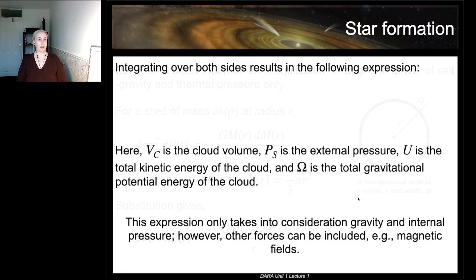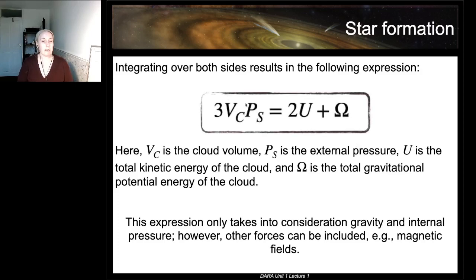And we won't go through this maths together, but effectively what you end up with is an expression like this here. So we have 3 times the cloud volume, Vc, multiplied by the surface pressure, so the pressure acting on the surface of the cloud, Ps, is equal to 2 times U. U is the total kinetic energy of the cloud, because of that integration, we get the total kinetic energy, and then plus omega, where omega is the total gravitational potential energy of the cloud. And again, the reason that these are the total energies is because we've done that integration over that differential equation that we had in the previous slide.